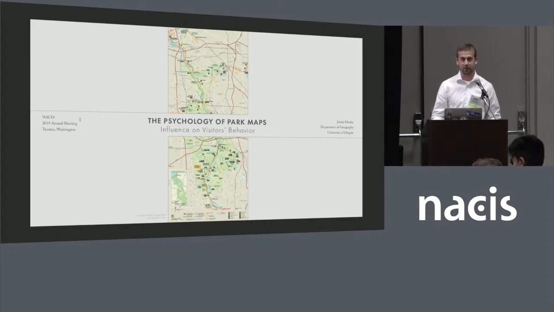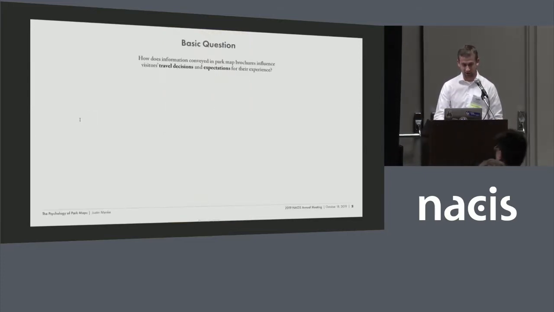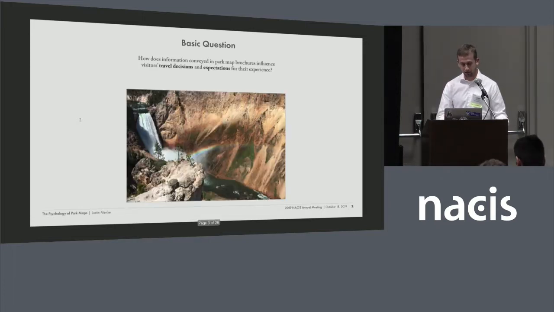I'm going to talk a bit today about a topic which combines a couple of my favorite things, maybe some of yours as well, park maps. So the basic question which I'll touch on is, how does the information conveyed in park maps or park map brochures influence visitors' travel decisions? So about where and when to visit, what to do, and also the expectations they have for their experience. So those two different things.